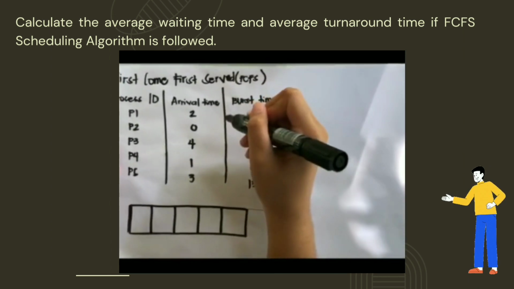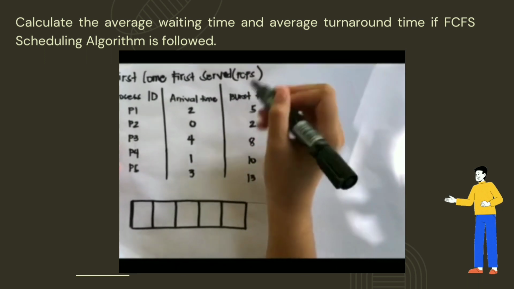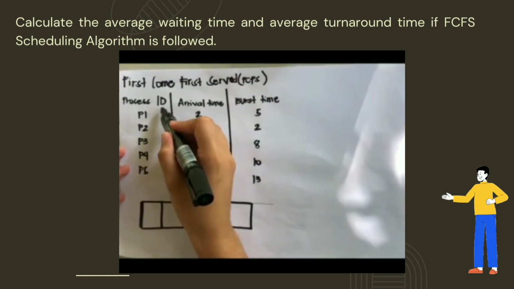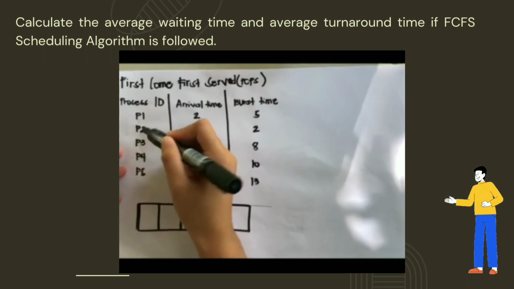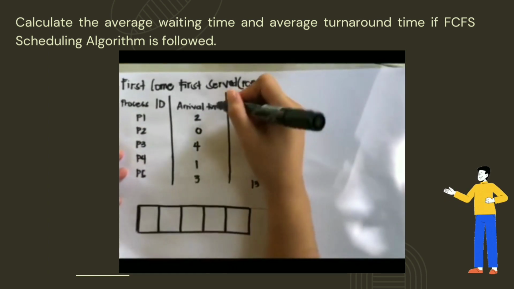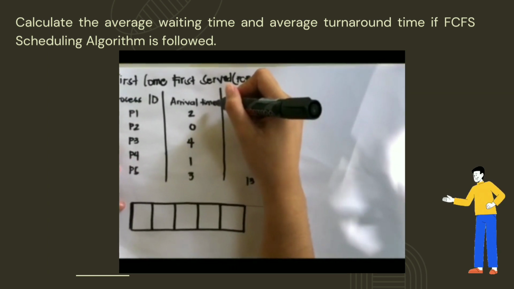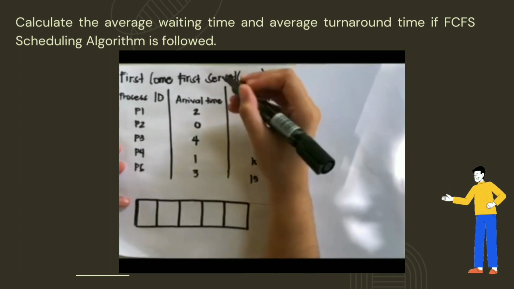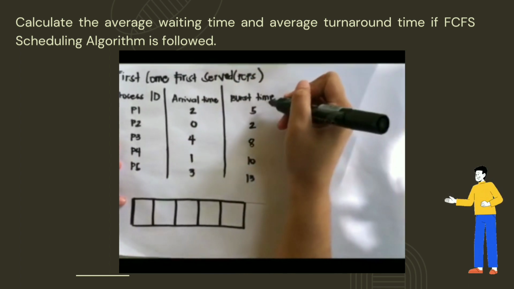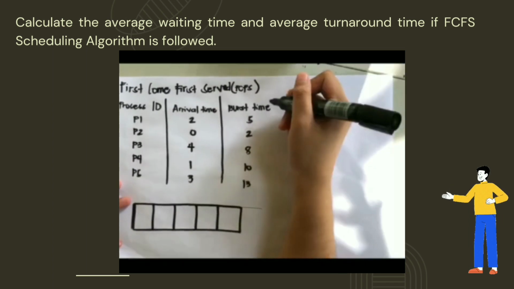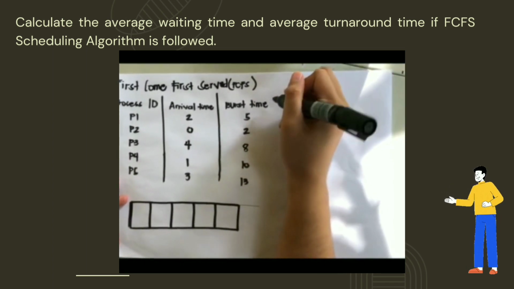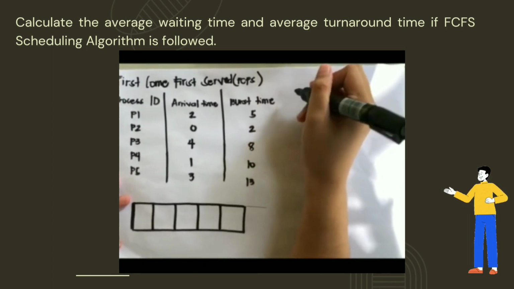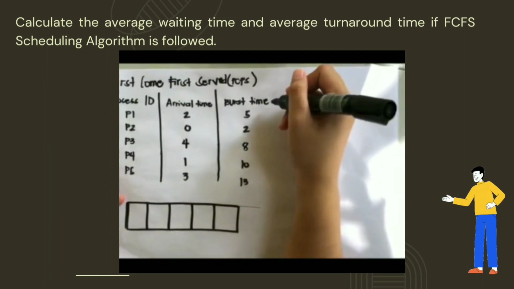So, ito yung criteria ng first come first serve. Una is process ID. Ito yung mga process na 1, 2, 3, 4, 5. Tapos yung arrival time naman is yung kung kailan dumating yung isang process. And next naman is yung burst time. Yung burst time naman is kung gaano katagal ipinaprocess ng CPU yung isang process.